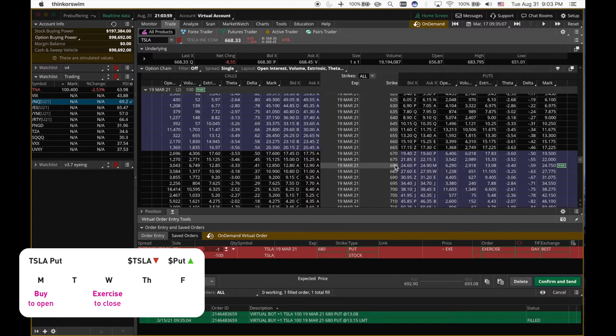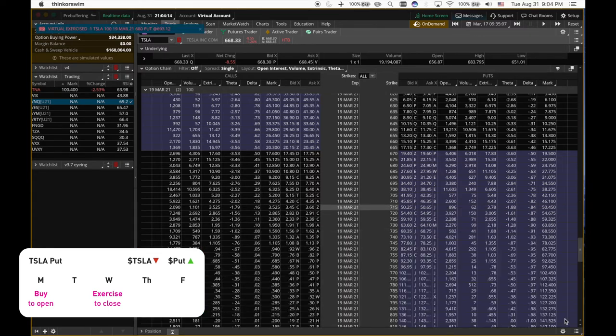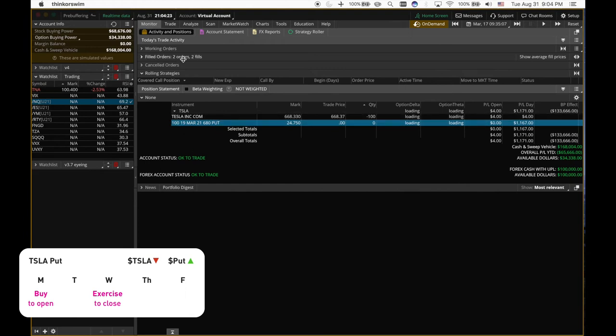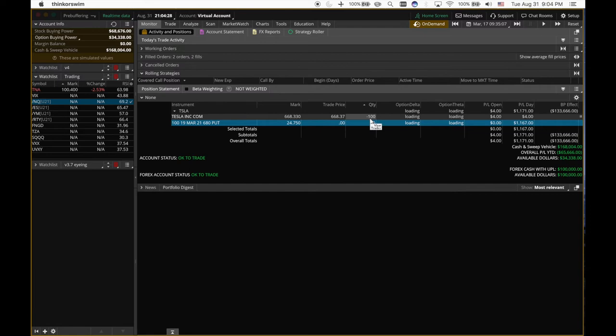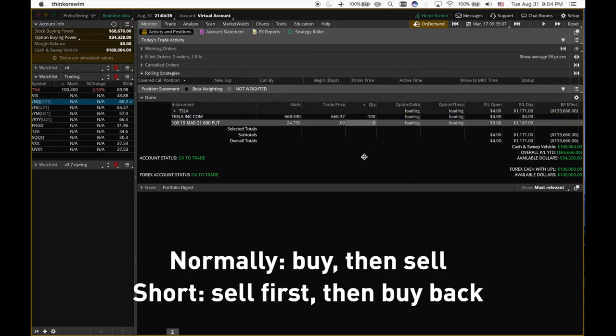That's what a put contract is, right? If you bought a 690 put, you can sell the Tesla at 690, right? You can sell it. So what does that mean, you sell it? Well, let's see. I confirm and hit send. Boom! I sold 100 shares of Tesla at 680 per share. So if I go to my monitor or go to my account detail, I can see I actually have negative 100 quantity Tesla stock. That's why my cash and sweep vehicle is up so much. So in this case, is what we call a short position. That's what you hear from Wall Street.